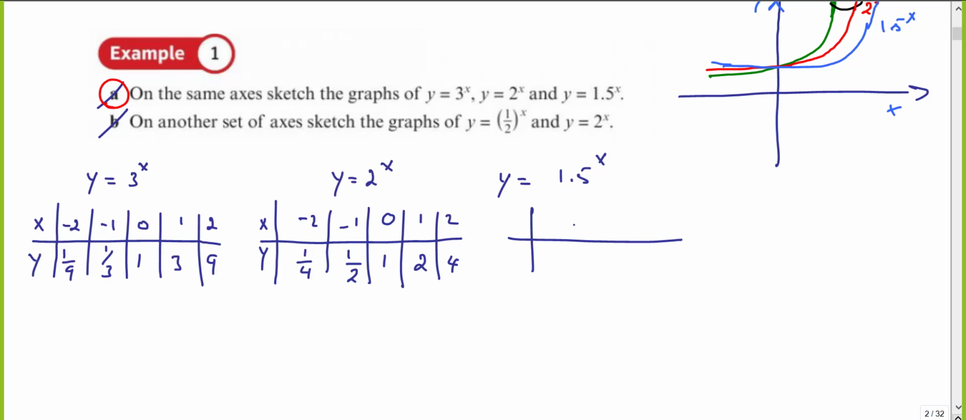Now for the third table, here I need your help. Why do I need your help? Because we have decimal values, so I need a calculator. So I'm going to choose -2, -1, 0, 1 and 2. Tell me the corresponding y values.